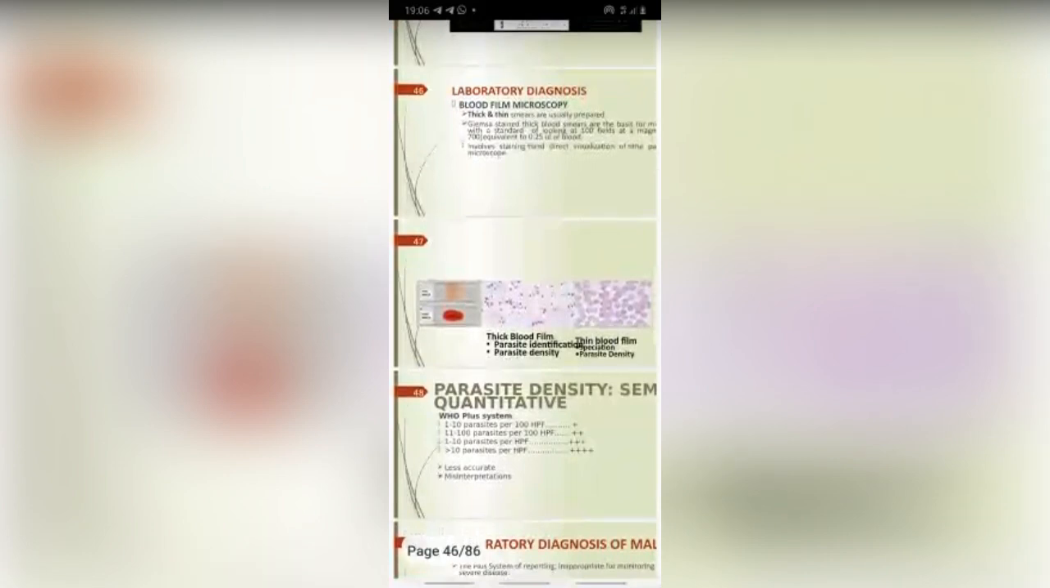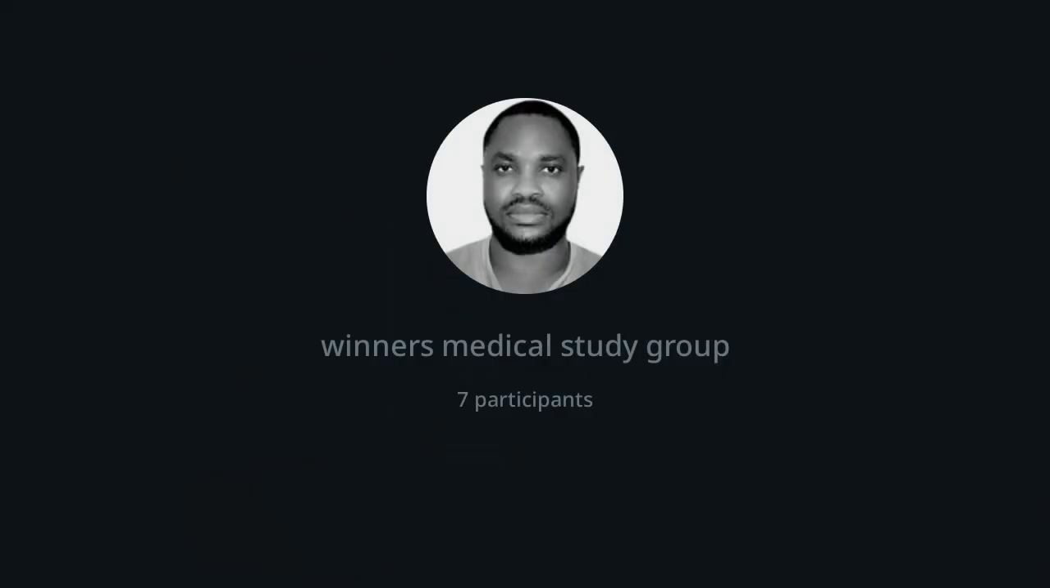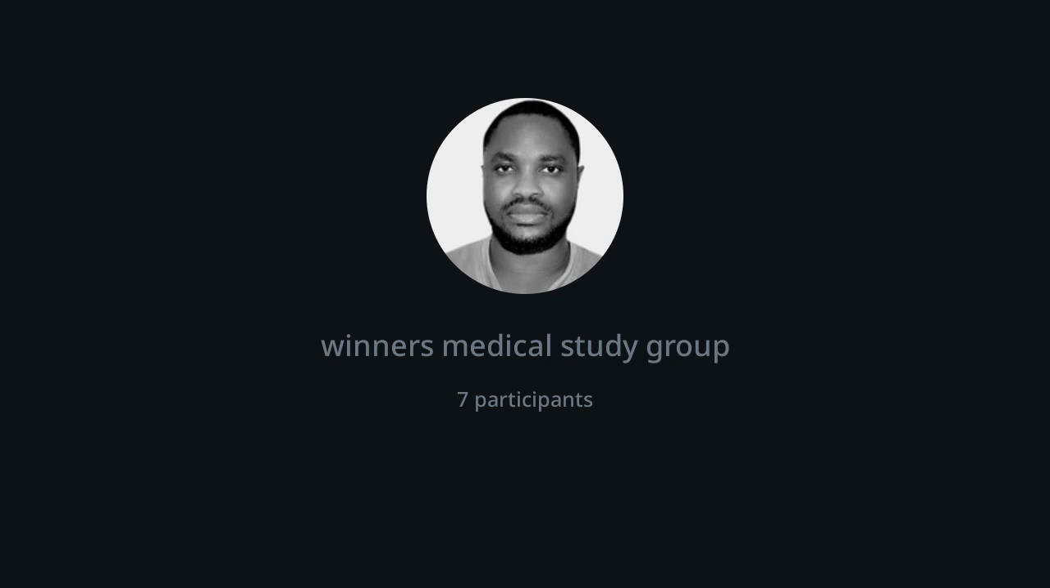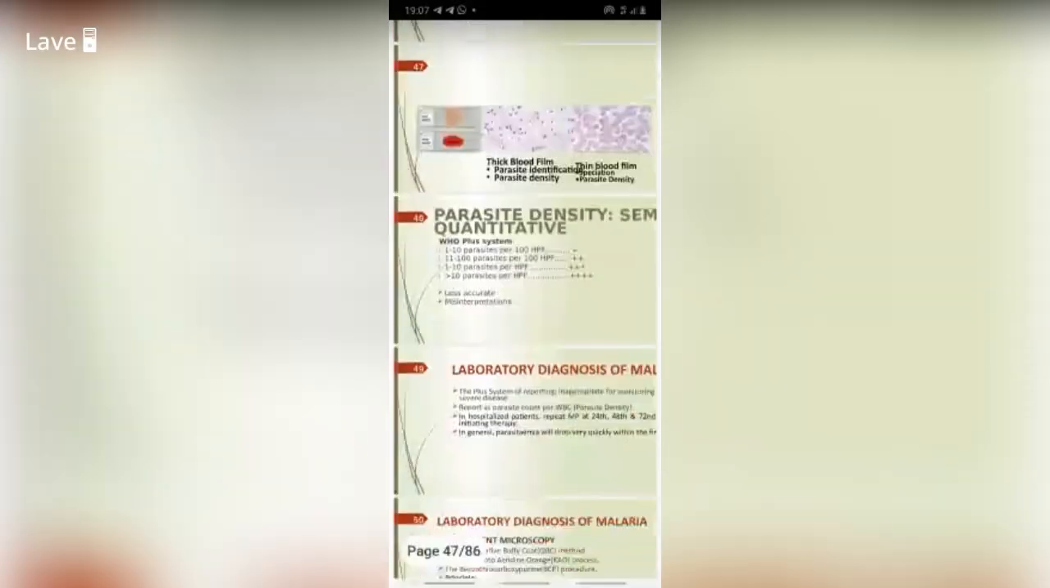You can also do a blood film microscopy, like I mentioned, the thick and thin smears are usually prepared. Giemsa stained thick blood smears are the basis for microscopic diagnosis, with a standard of looking at 100 fields at a magnification of 600 to 700. Which is about 0.25 microliter of blood. So for the microscopy, you just need a drop of blood. And what it involves is staining, and you do a direct visualization of the parasite under the microscope.